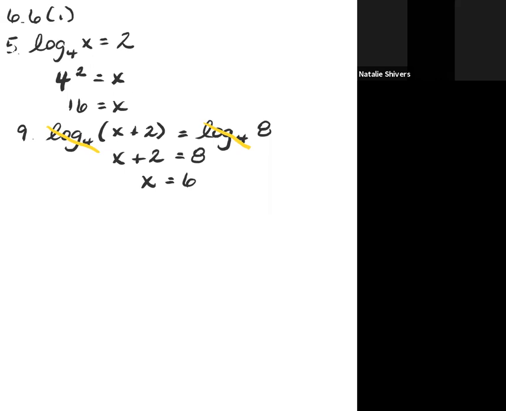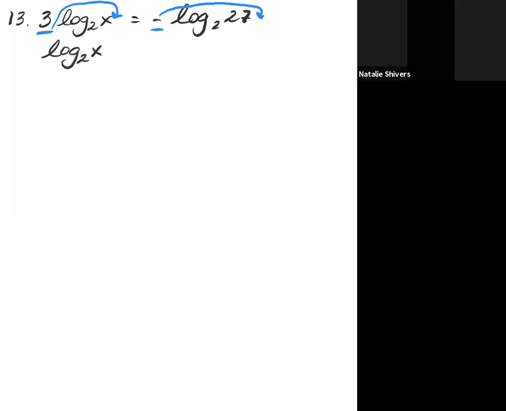All right, I might need extra room, so I'm going to go to a new whiteboard. All right, 3 log base 2 of x equals negative log base 2 of 27. Okay, so you can't do anything with logarithms as long as you have multiples in the front. So we need to move them both up as exponents. So we get log base 2 of x cubed equals log base 2 of 27 to the negative 1.